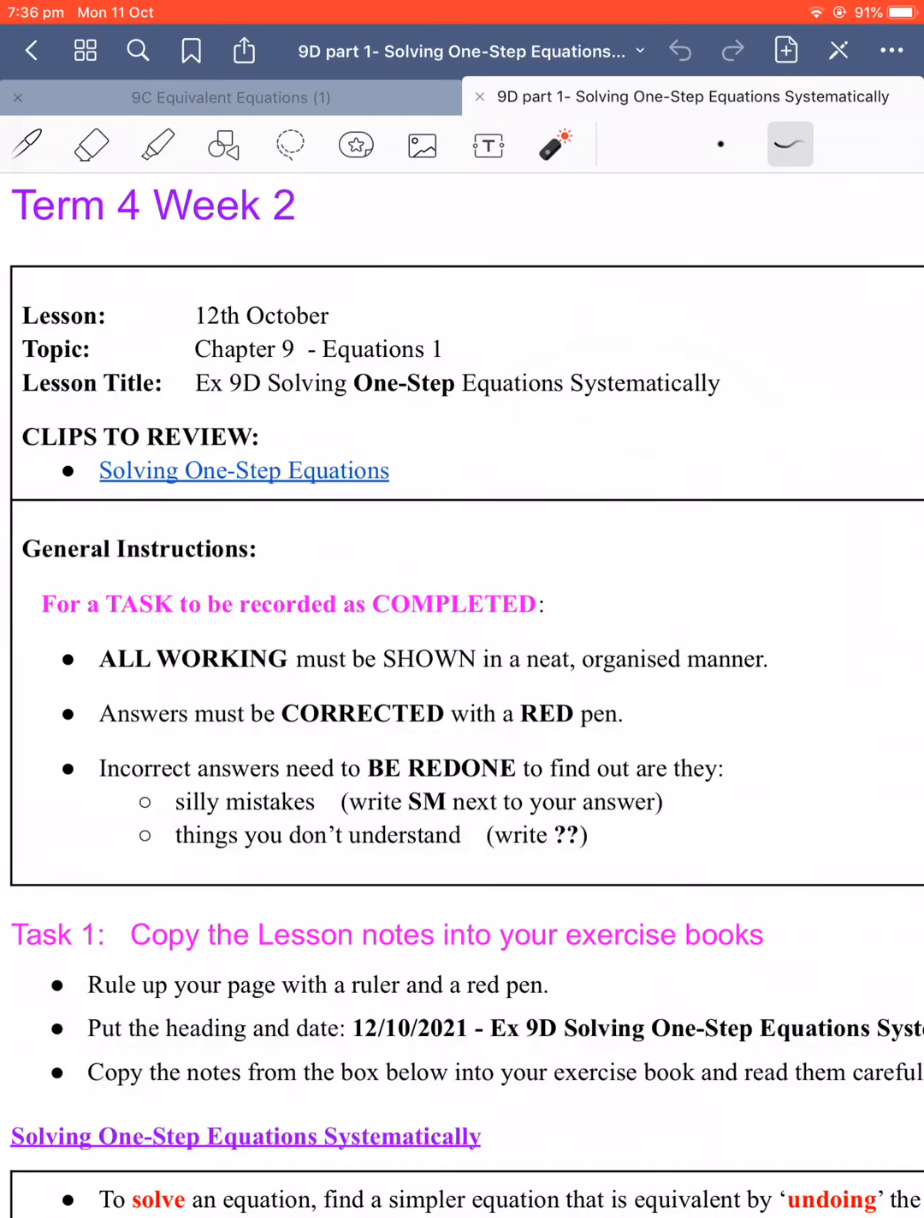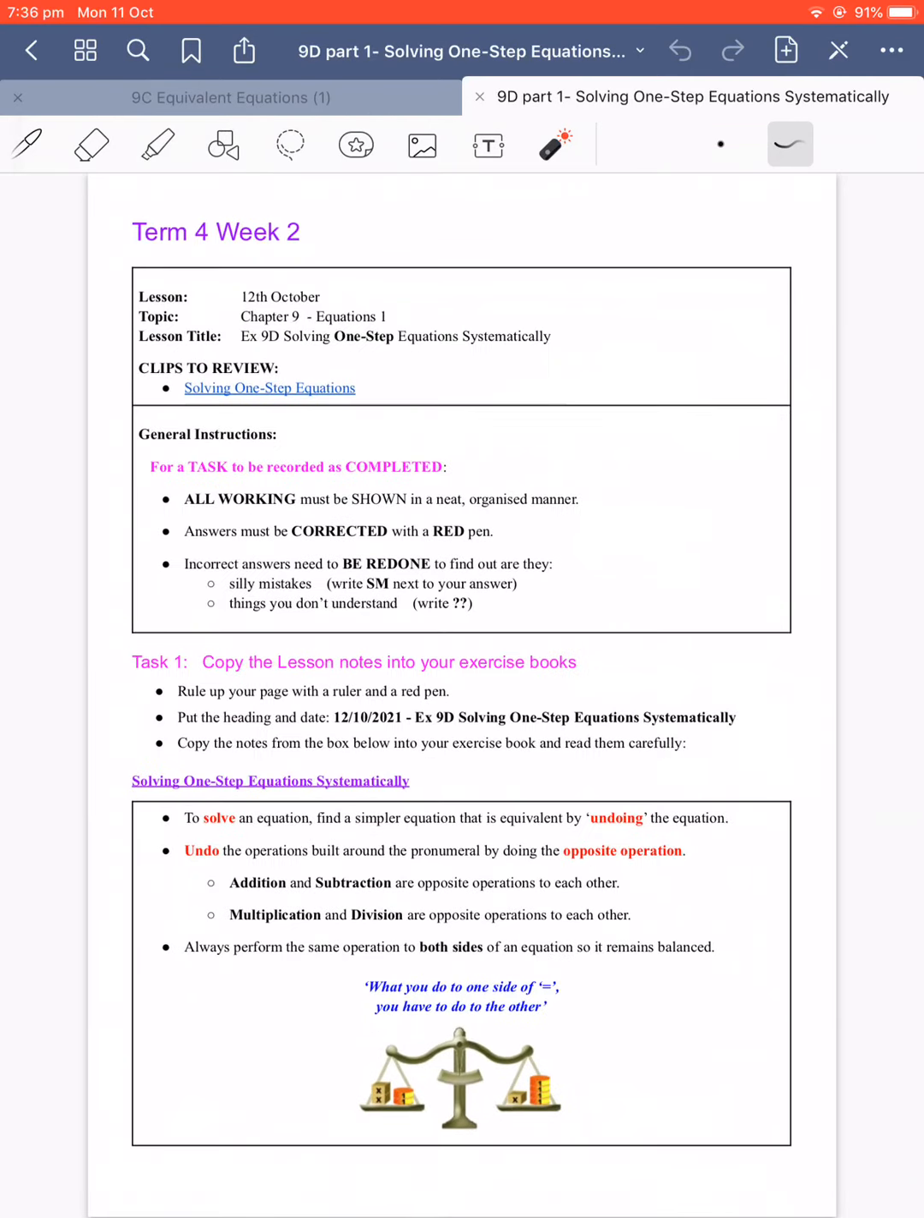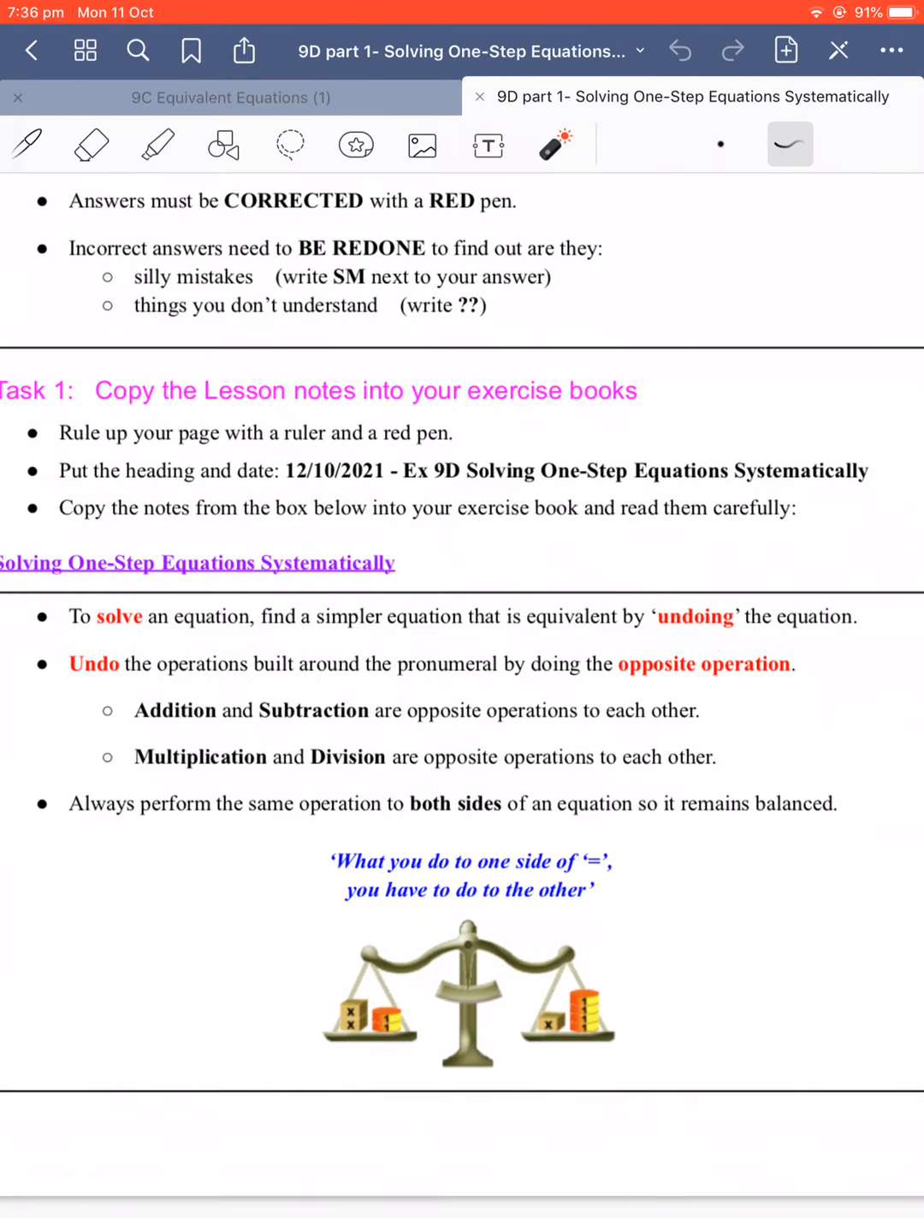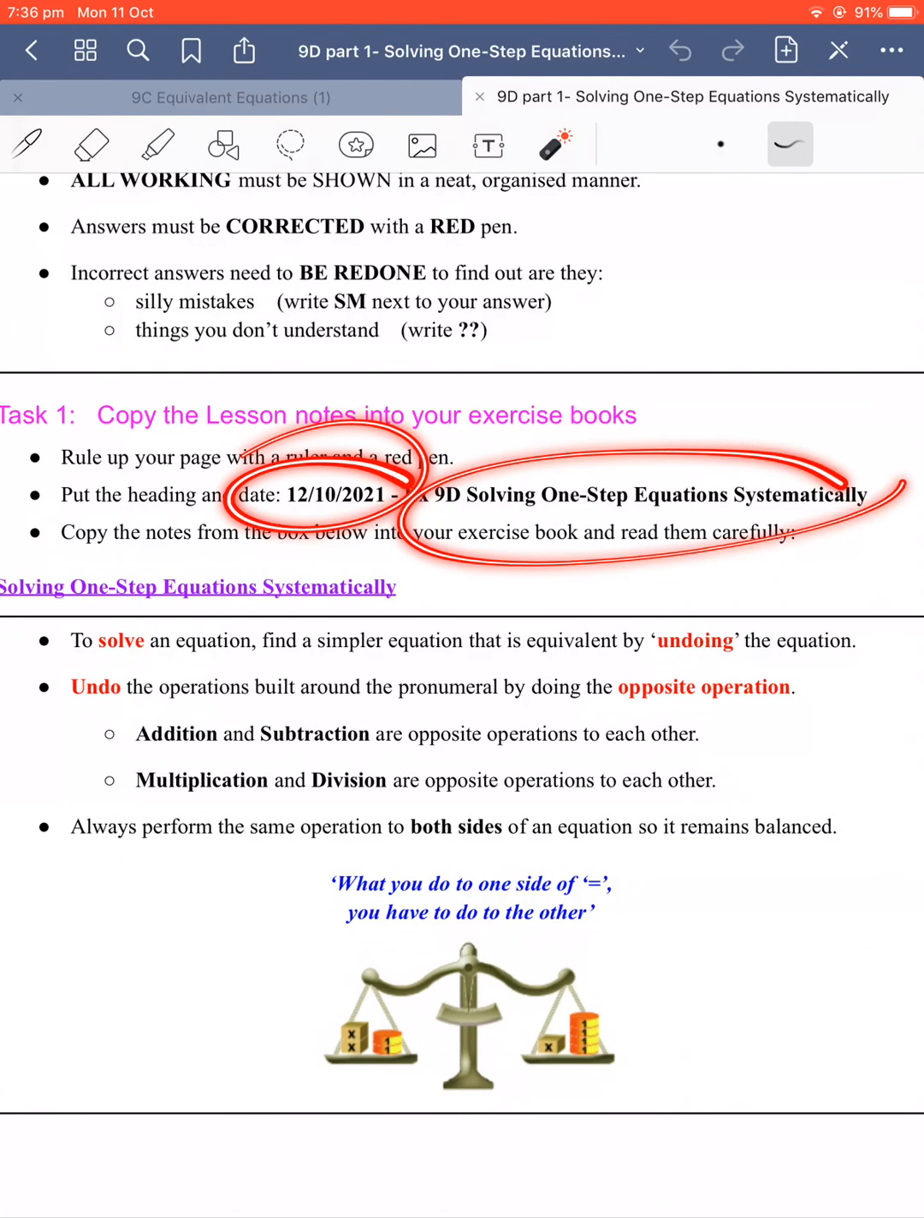So we've done them by inspection already, having a look at them and just going, okay, what could that number be, and having a go at guessing. But now we're going to do it in a much more structured way. So again, going on with our notes, make sure we put our date and our heading.